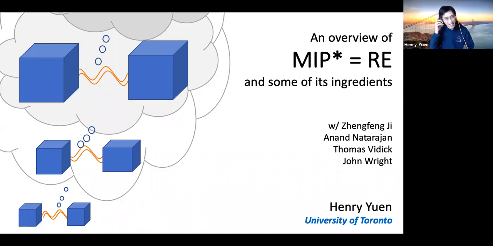Okay, great. So hello, everyone. Thanks for the introduction, Lewis, and also thanks for the invitation to speak on this online seminar. I'm going to give an overview of the MIP star equals RE result. This is joint work with Jiangfeng Ji, Anand Natarajan, Toma Vidic, and John Wright. I'm going to describe some of the components of the proof, and I won't assume any particular background in computer science or quantum information theory. But if anything is unclear, please feel free to stop me and ask, or you can type it in the chat, and hopefully Lewis can bring it to my attention.